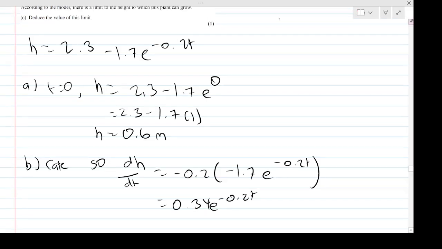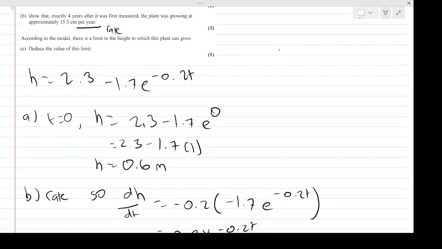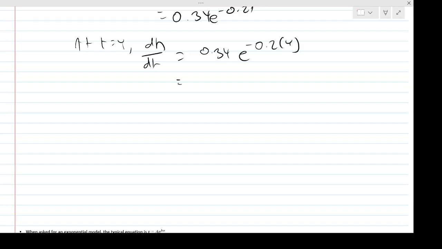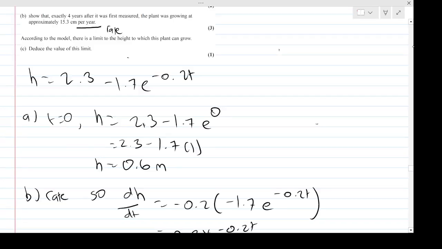And so then if we want to find the rate it is increasing at 4 years, we need to substitute t is 4 into here, okay? So at time t is 4 years, the rate, the derivative, is 0.34 of e to the negative 0.2 of 4. And so if we put that in the calculator, we get 0.15277, and so on. And so what are my units?